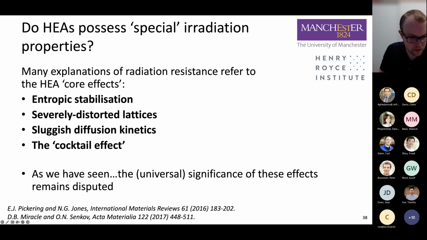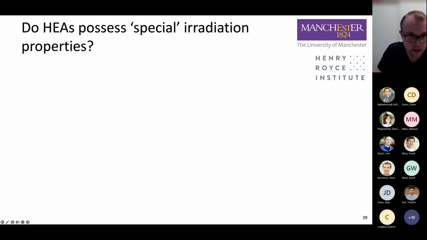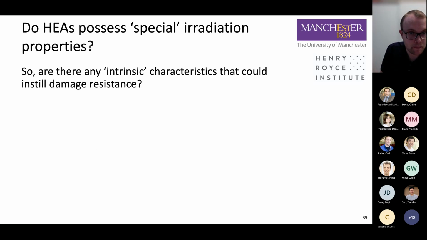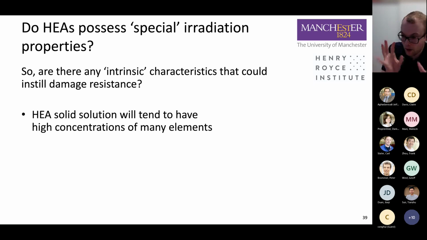And I should also mention there's a brilliant review, I think it's about 90 pages long, in Acta Materialia, of high-entropy alloys in general in 2017 by Dan Miracle and Senkov, that I also recommend having a look at. So that all sounds like I've just been very negative again, but I'm not at all, and I think there is still great promise in this area, and we can still ask the question: are there any intrinsic characteristics that could instill damage resistance in high-entropy alloys? Well, I'll give you an example of one of them that could be fairly universal to lots of high-entropy alloys.